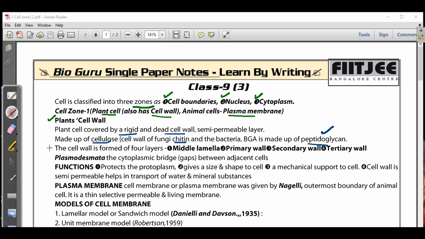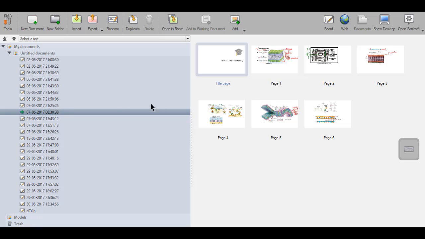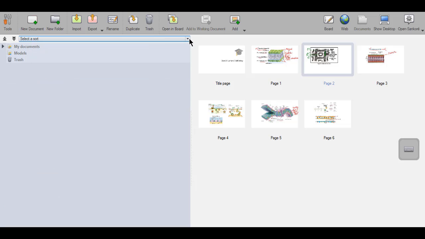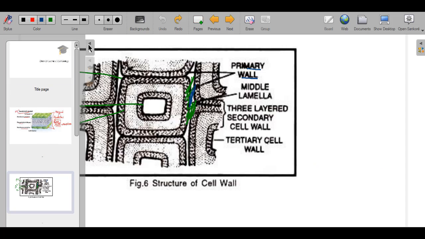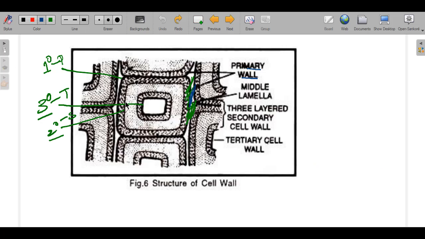Alright, so the cell wall under the microscope shows four various structures. The middle lamellae are the layers between the adjacent cells, and then there are the primary cell wall, the secondary wall, and the tertiary wall. Let us have a look at the diagrams. Right, this one. Okay, what happened to this? Okay, you can see here how the cell wall appears under the microscope.